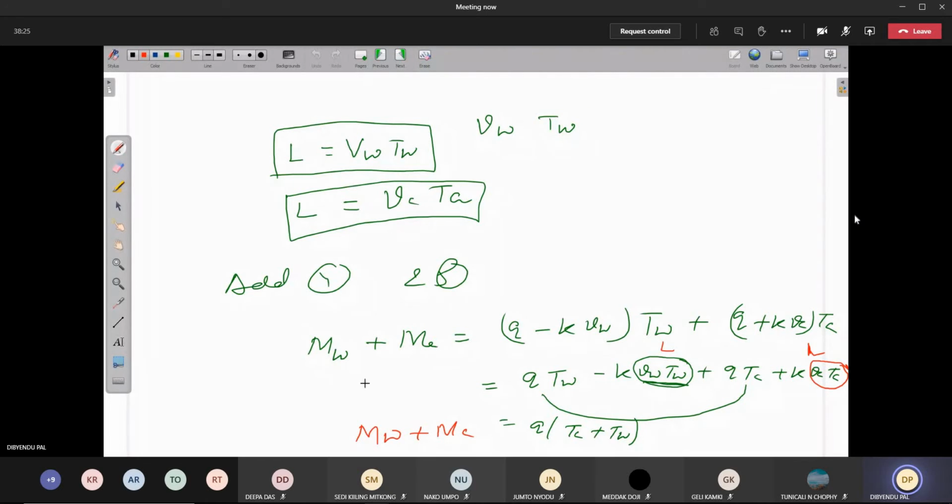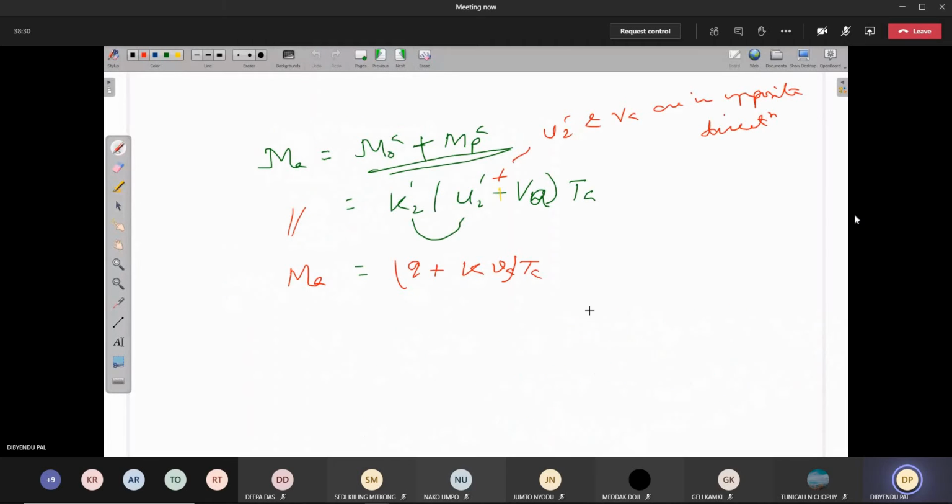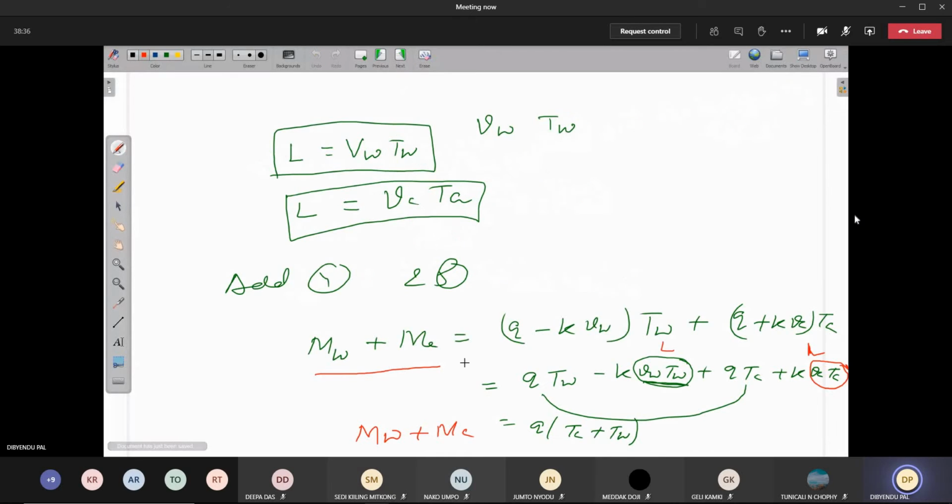After that, I added MA and MW. If we go back here, this was one equation, probably equation number 5. Then MA and MW we have added. MA is Q minus K VW TW plus Q plus K VA TA. Then we have opened this up: Q into TW minus K VW TW plus Q TA plus K VA TA. From these terms I have taken Q common, so TA plus TW.